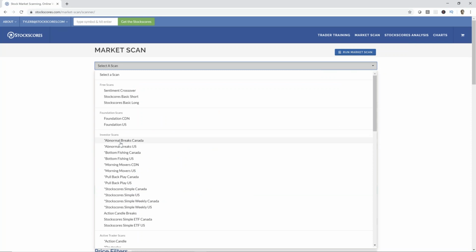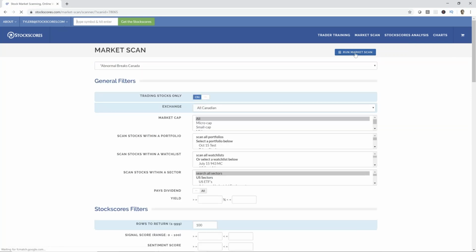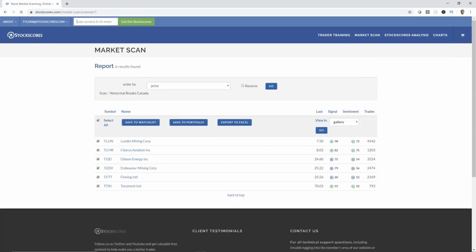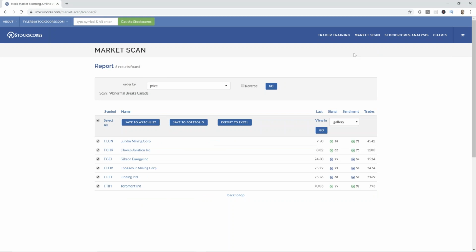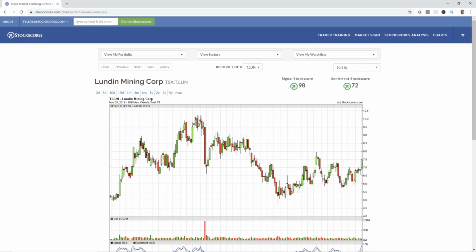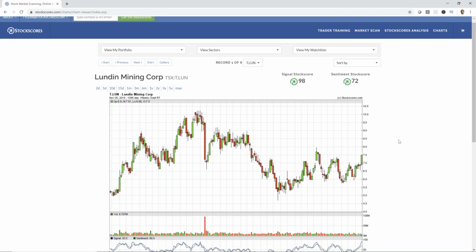All right, so we're going to run the Abnormal Breaks Canada scan first. This scan looks for stocks making abnormal pattern breaks. We have to determine if it's from a good pattern. So we're going to go through these in the slideshow tonight. The slideshow takes us through these charts one at a time. I've got my chart set to a 3-year weekly chart. And if I like the 3-year weekly, then I can take a little look inside to see how the daily looks.